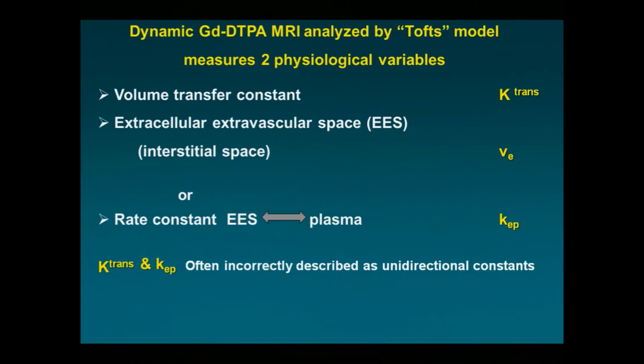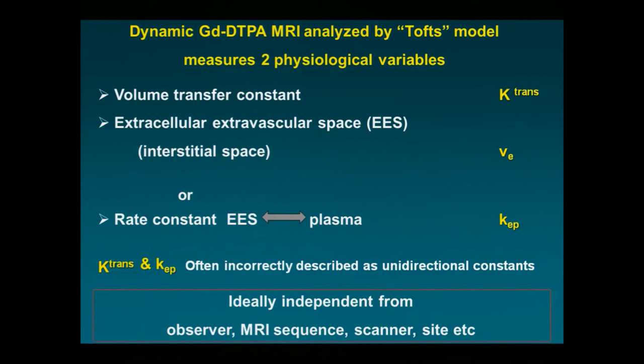The ideal thing about having these values for these parameters is that they should be independent of the observer, of the MR sequences, and of the scanner. Now, in reality, that is not the case. So, as usual in these situations, you always have to calibrate your pharmacokinetics and your DCE-MRI measurements for your local situation. All kinds of variations may influence this.